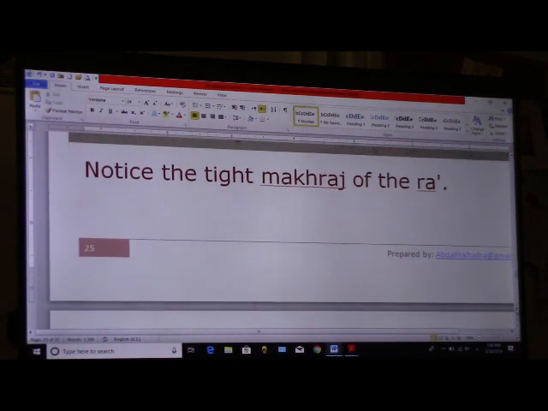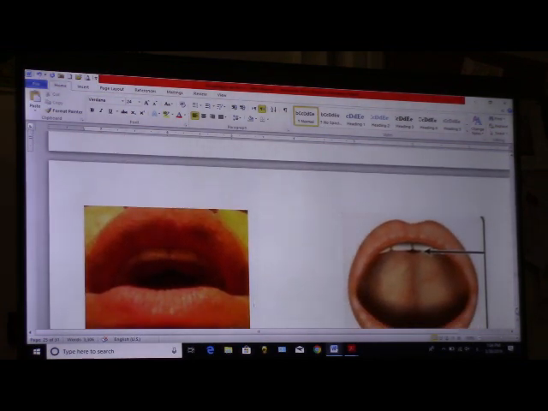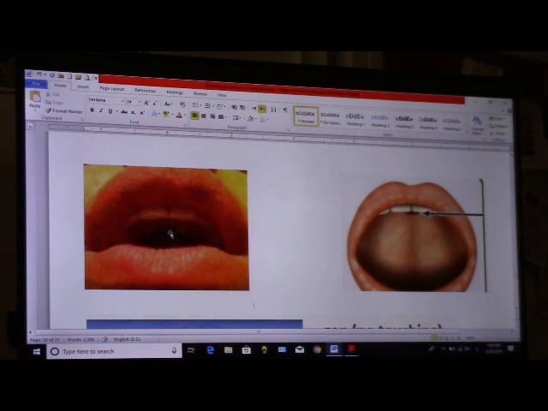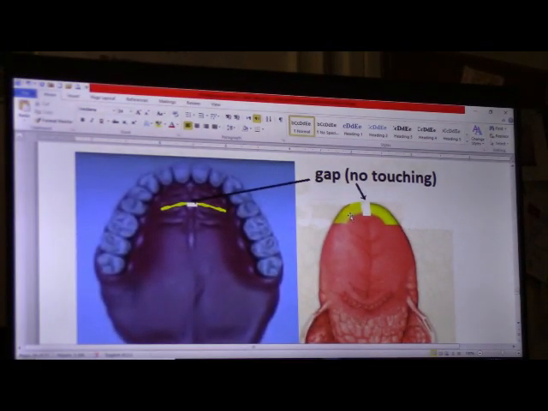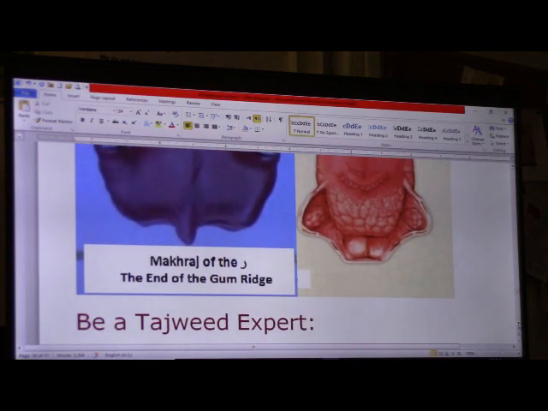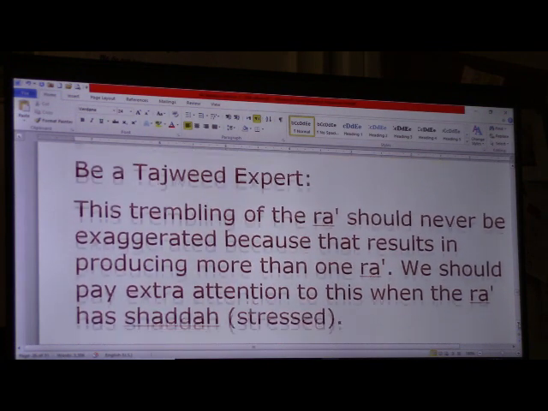Notice the tight makhraj of the ra. Look in these pictures. Again, if you understand maharij, you will understand sifat. Look at this real picture. See this small gap of the ra? This is how when the tongue touches, this part of the tongue, which is the front part of the tongue, touching this part of the gum, which is the end of the gum ridge, as we mentioned in Makharij Huruf in detail. So this area is touching each other, and the sound is sneaking from here, as we saw now in the inhiraf of the ra as well. Right? So here, no gap, no touching, means there's a gap. Is that clear?